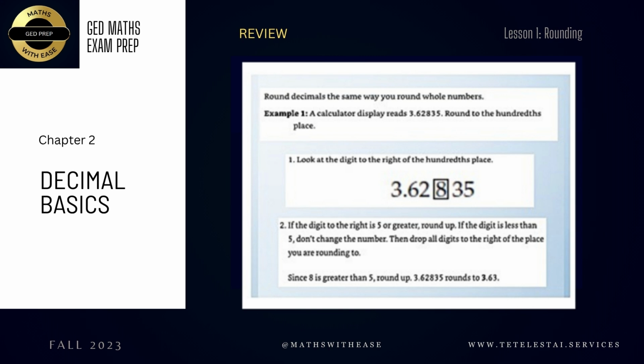approximation of this number, 3.62835, rounded to the nearest hundredth is 3.63. Okay, and this 3.63 is an approximation of this number rounded to the nearest hundredth place. Okay.